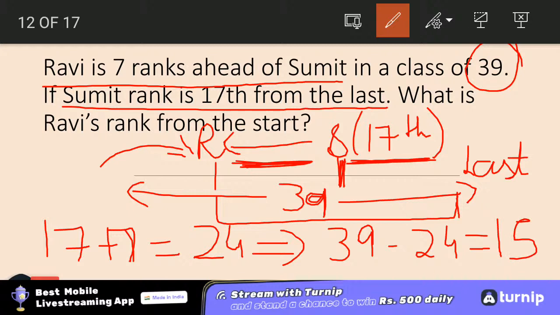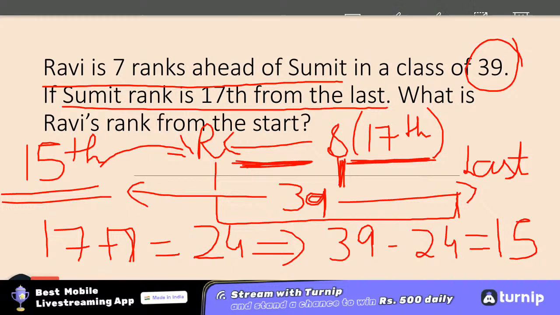So what is Ravi's position from starting? Ravi's position is 15th from the starting. I hope it's clear to you all. This type of questions are a little bit complicated, but when you get used to it, एक बार करे हुए होते हैं तो हम वैसे ही समझते हैं. Perfect. The next one.